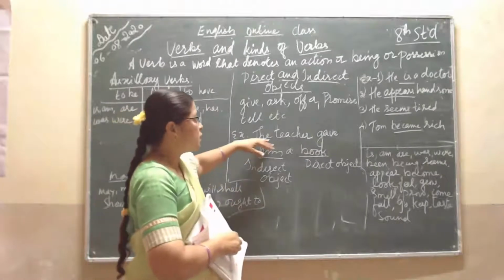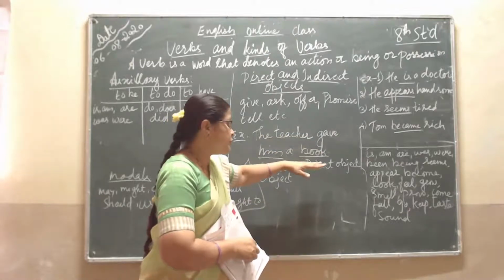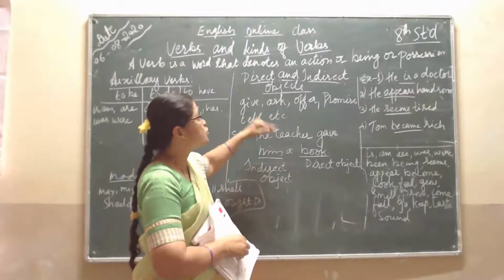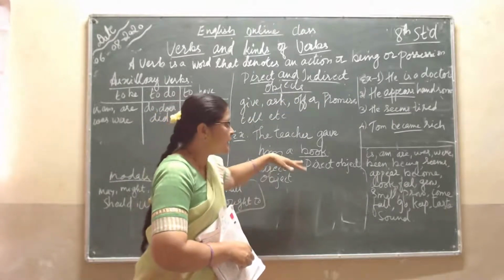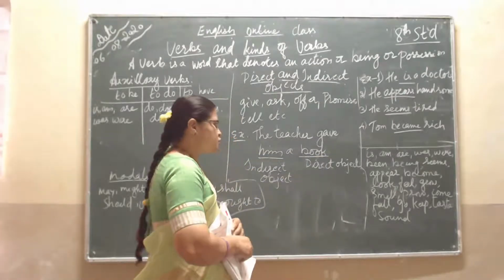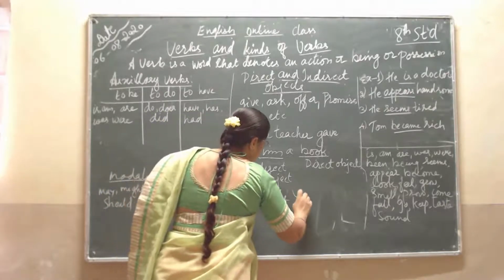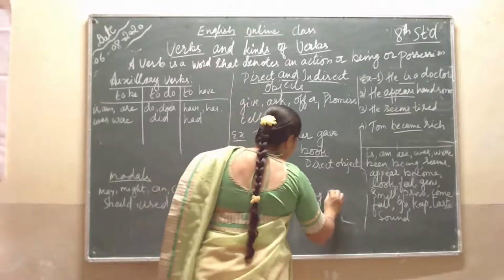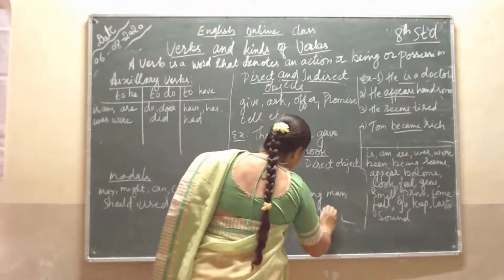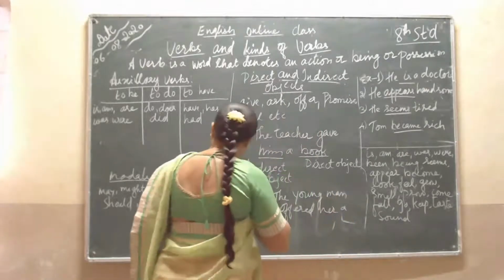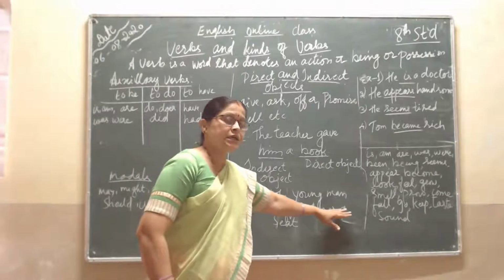Okay. So these are all transitive verbs. When we frame a question, we will get an answer, and we will find two objects here: direct and indirect. In a sentence, first we get the indirect object, then comes the direct object. One more example is: the young man offered her a seat. A young man offered her a seat.